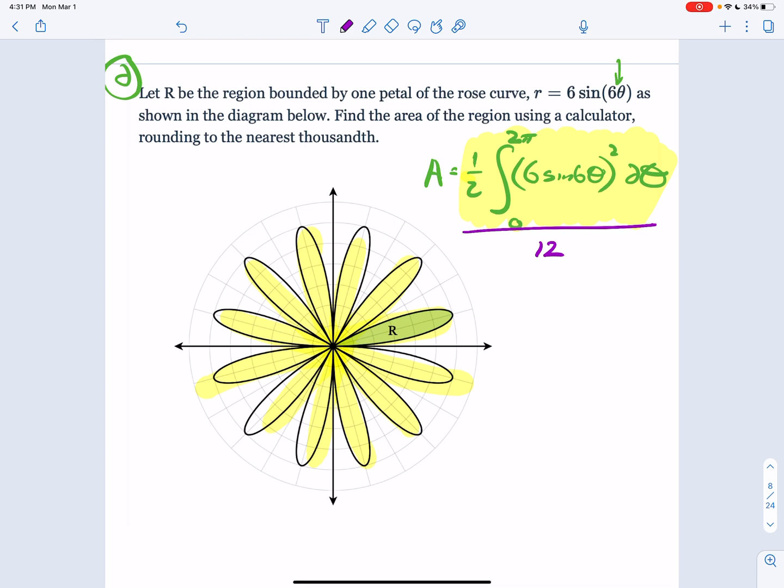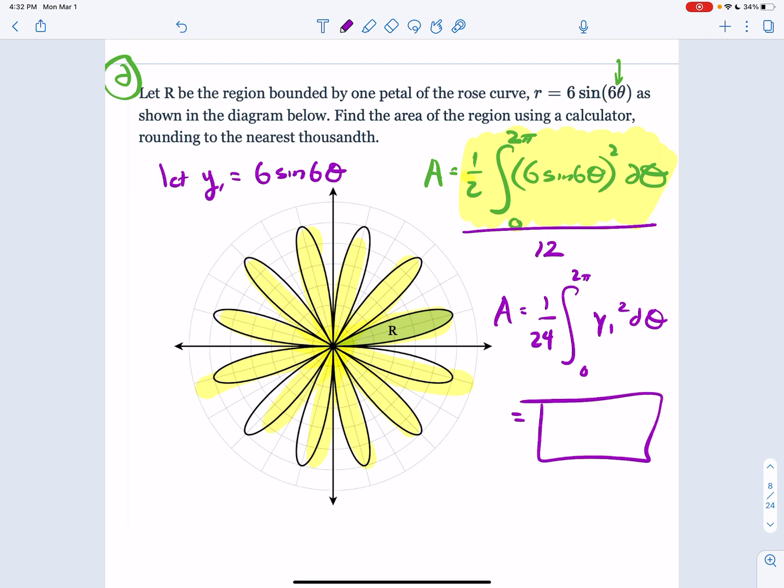All right? So that's the same thing as pulling out the 1/12, which makes 1/24 on the outside, from 0 to 2 pi of y1 squared d theta, as long as you declare that y1 is 6 sine 6 theta. Okay? If you don't declare the y1 on the AP exam, they're not going to know what you're talking about here. You can plug and chug, and I'll let you guys figure out that answer there.